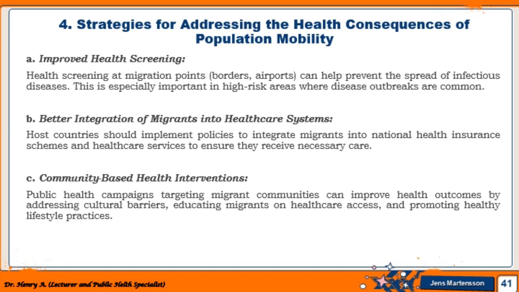Quickly, let us see number 4, strategies for addressing the health consequences of population mobility. Improved screening is one of them, the other is better integration of these migrants into the healthcare system, and finally, community-based health intervention. Let's look at them one by one. Improved health screening at migration points, at the borders or at the airports, can help to identify and prevent the spread of infectious diseases. This is particularly important in regions with high disease prevalence, such as tuberculosis and malaria endemic areas.